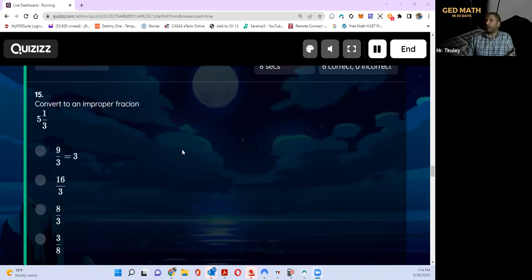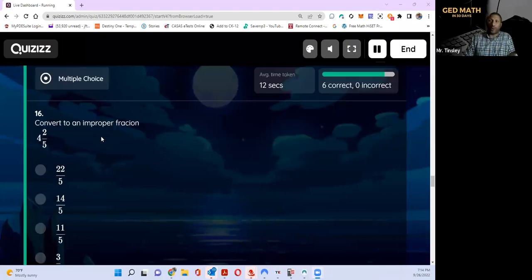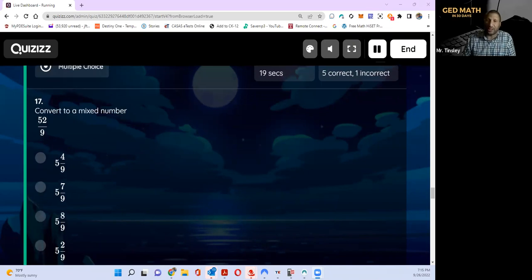Again, convert to an improper fraction. Everyone got that correct, so I'm going to skip past it. Convert to an improper fraction. Everybody got that correct. I'm going to go past it. One person got this wrong, so let's make sure I go over it. 9 goes into 52. How many times?